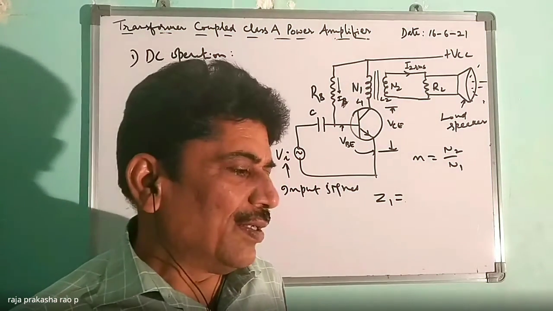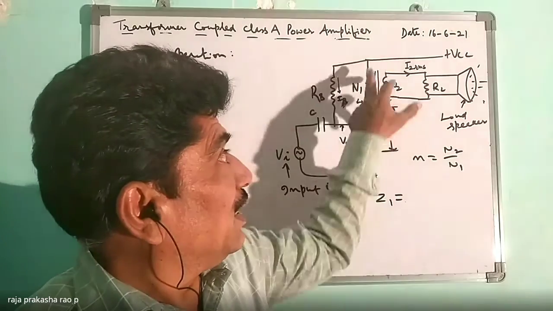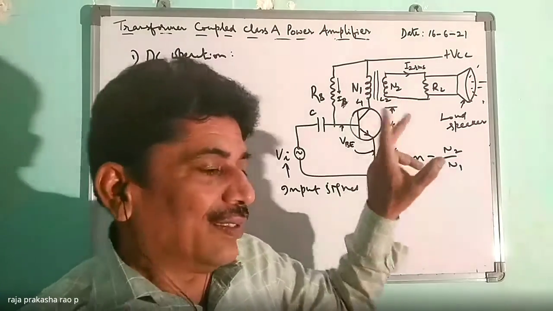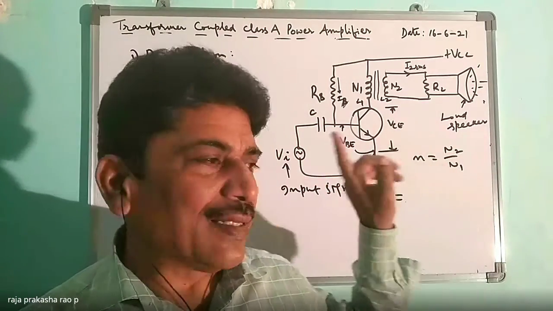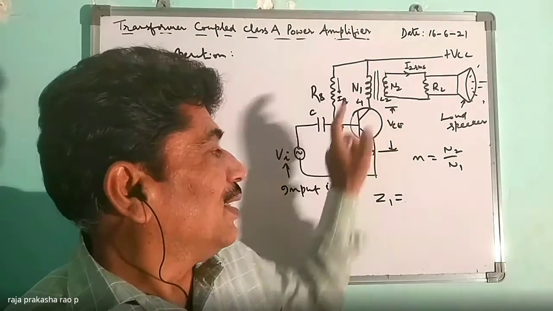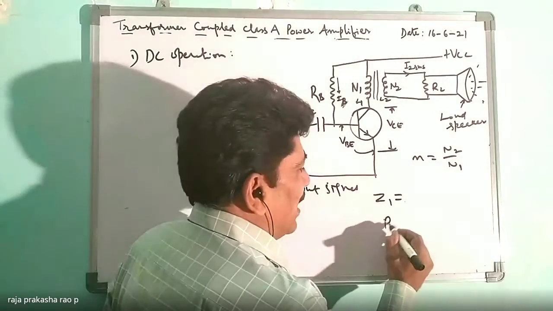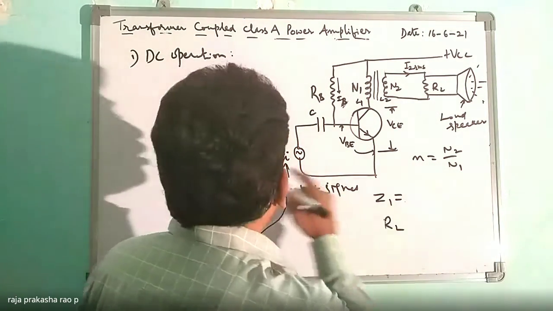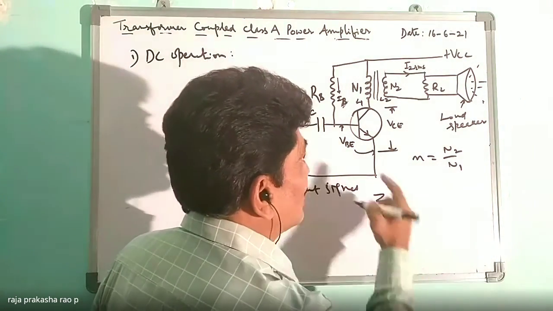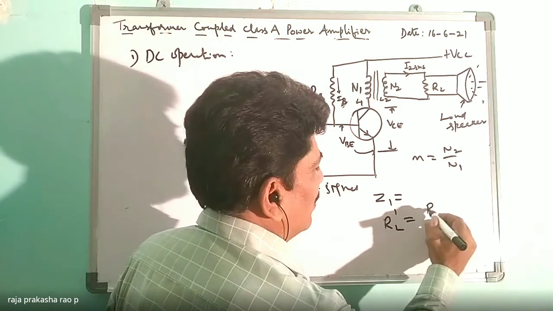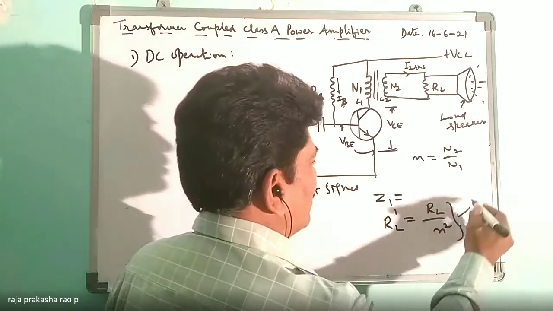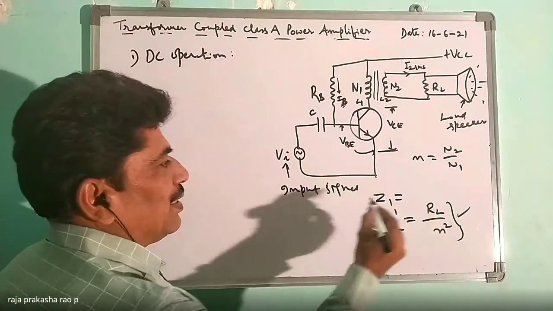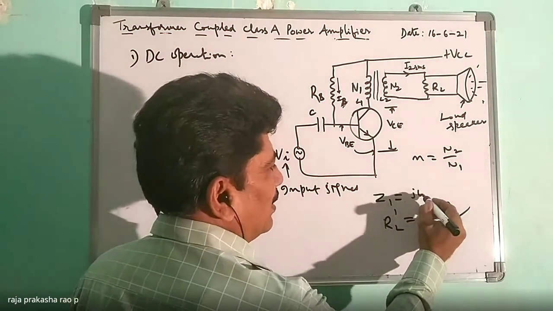Now here, in place of RL, the primary is connected. RL is removed, primary is connected. In the AC operation, we replace that primary by RL dash, which is equal to RL by N square. In the AC operation, we will use this. In the DC operation, Z1 is equal to j omega L.